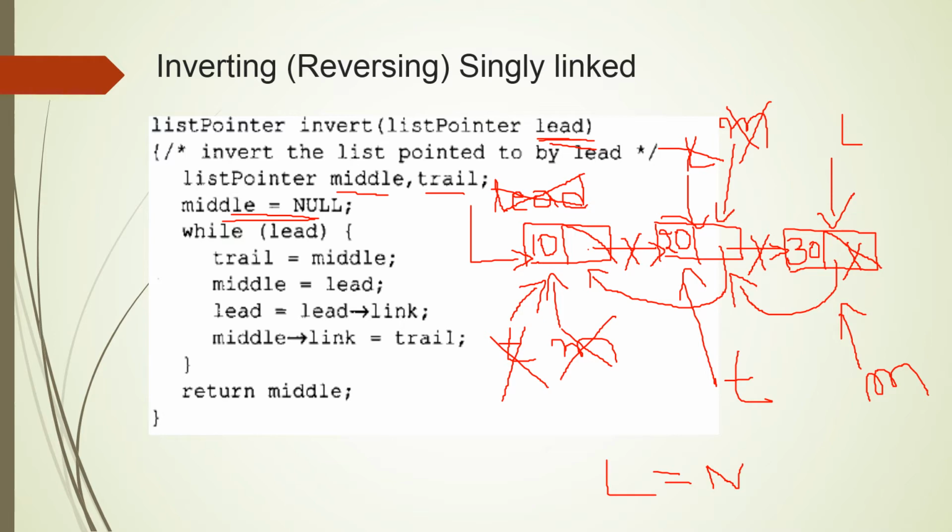Return middle, it will return middle value as the address of a starting node. Now after reversing, this is the starting node, this is the second node, and this becomes the last node. So if you access this linked list, you will get 31, then 20, then 10. So this is how we can reverse a linked list by using this code.